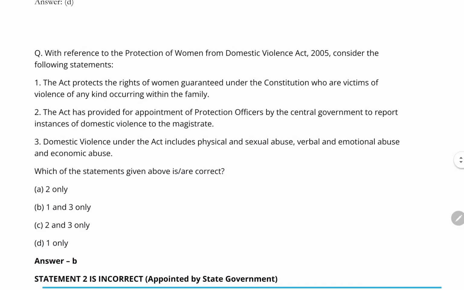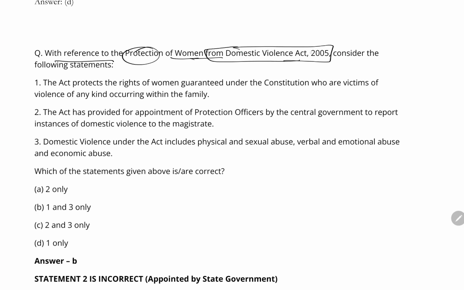Now moving forward, with reference to the Protection of Women from Domestic Violence Act 2005, consider the following statements. So the question is regarding the Domestic Violence Act of 2005. The first statement is, the act protects the rights of women guaranteed under the Constitution who are victims of violence of any kind occurring within the family. So this statement is correct.